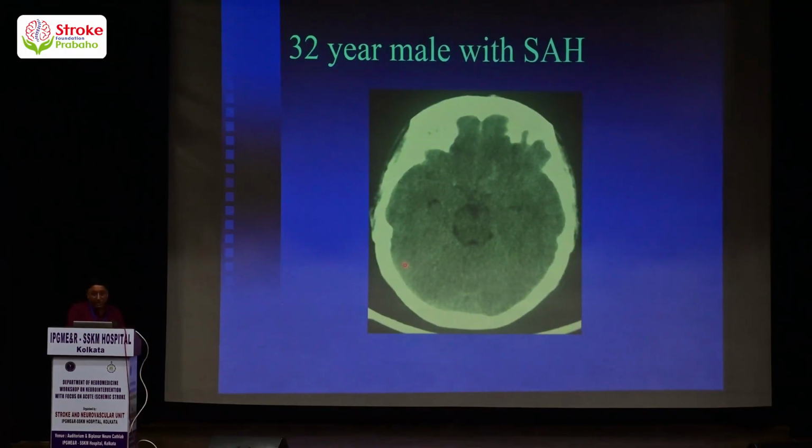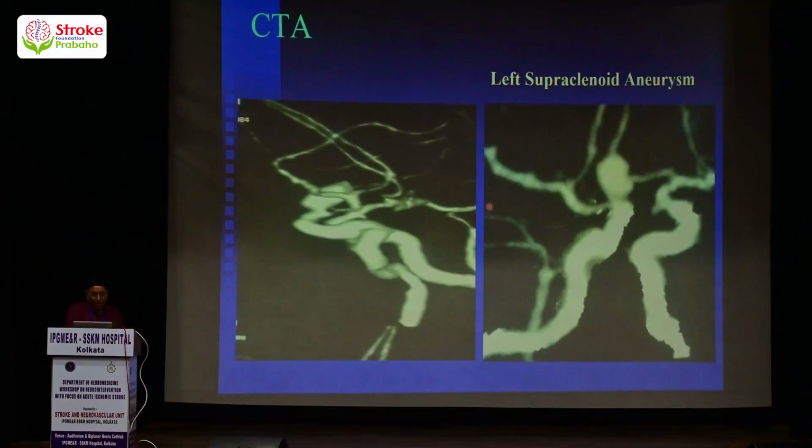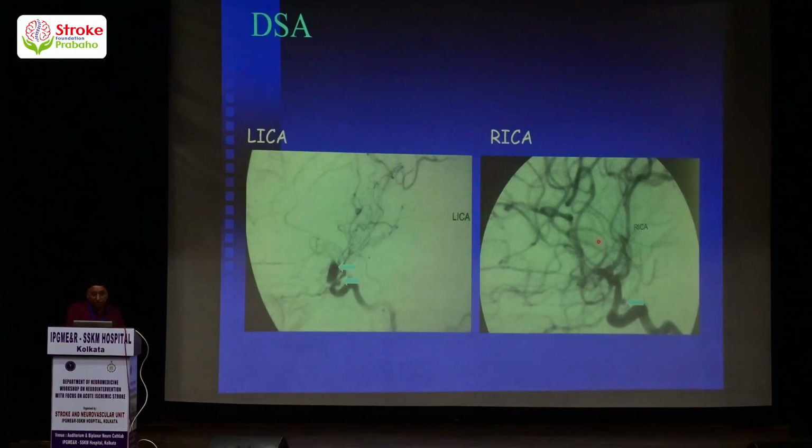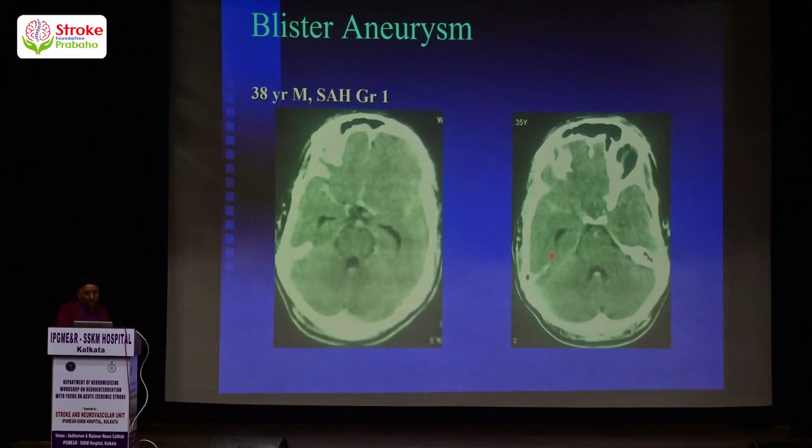Just like this example, a 32-year-old male patient with subarachnoid hemorrhage. You can see hemorrhage on the left side. The CT angio shows an aneurysm in the supraclinoid segment on the left side. But when we performed DSA, we found two more aneurysms. So this is the aneurysm which was seen on the CT angio, but we can find one paraophthalmic aneurysm on the left side, and this is a small aneurysm also on the right side. So ultimately, we coiled all three aneurysms in one sitting.